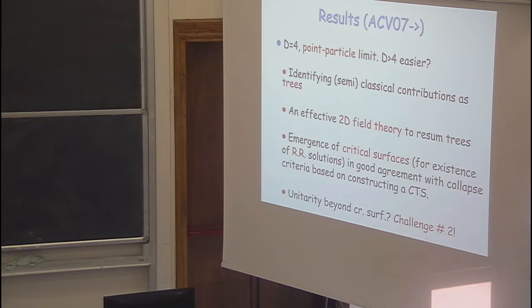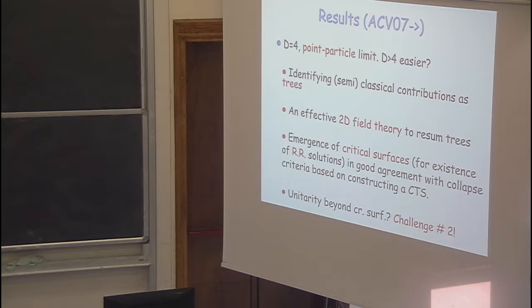Critical in what sense? From this point of view, they are critical for the existence of real regular solutions. Namely, you try to find a classical solution to your classical field theory, and when you go to small impact parameter, at some point the solution ceases to exist. Now, these critical points where this happens are in good agreement with what you expect for classical collapse criteria based on constructing a closed trapped surface from the collision. So that is on the positive side.